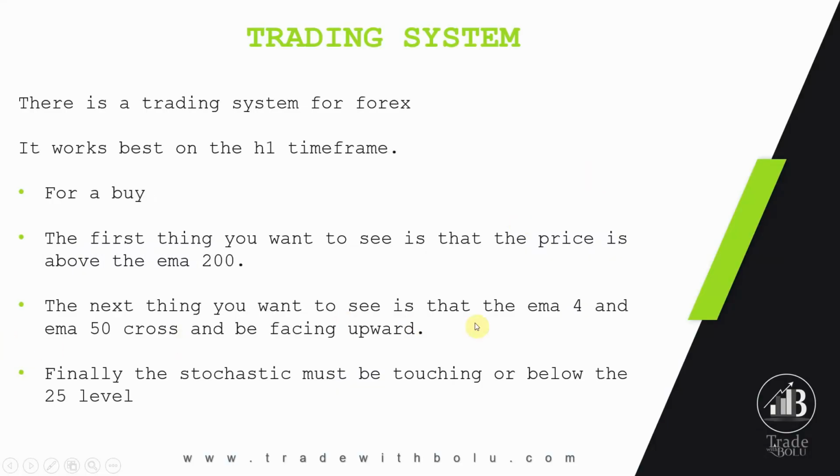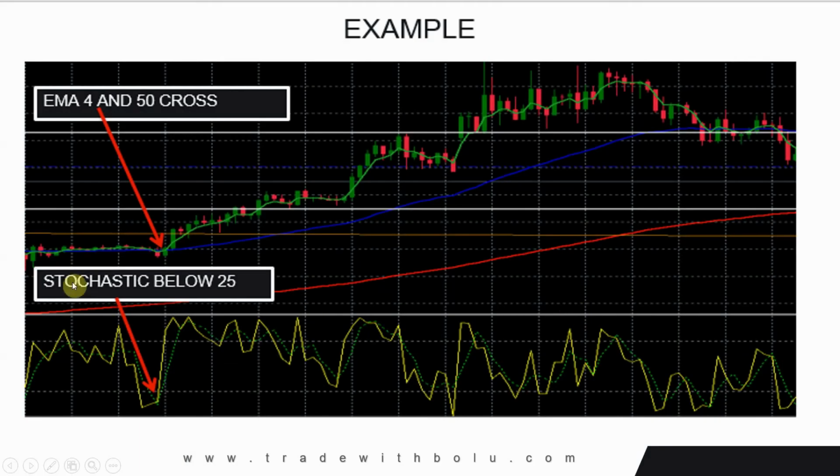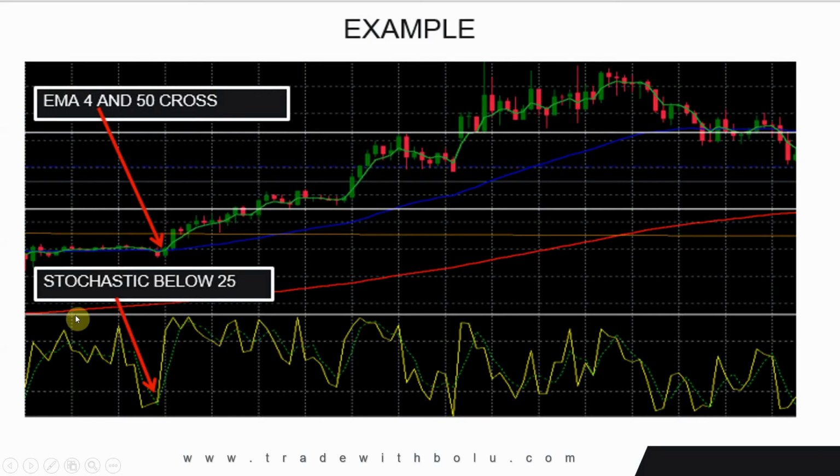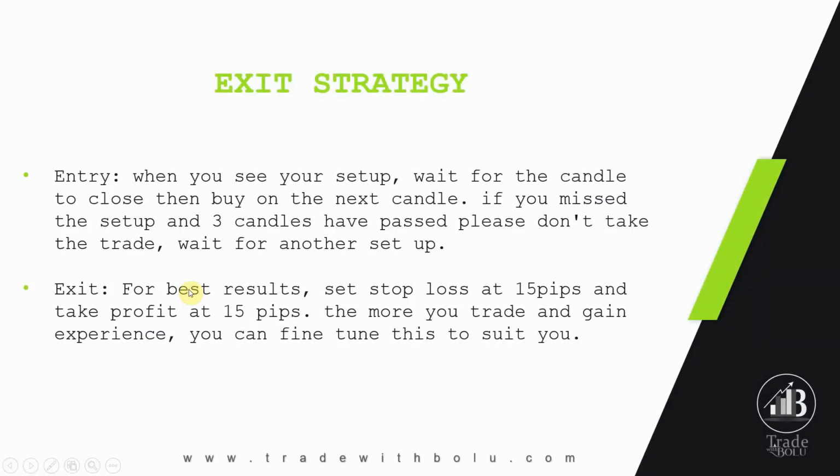Second thing is that the next thing you want to see is that the 4 EMA crosses with the 50. So we have the 4 EMA and the 50 cross here, an upward slope as well, and then we have stochastics below or at 25 level. So you can see that here is clearly below 25 level, so that's pretty much a nice buy entry with 15 pips as our take profit up, and 15 pips as our stop loss. All right, so those are exactly what is here.